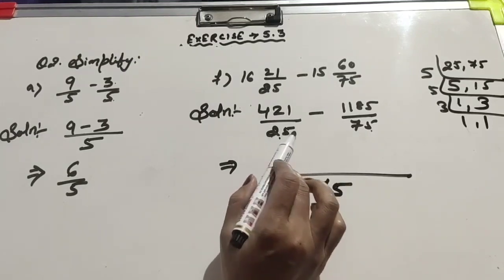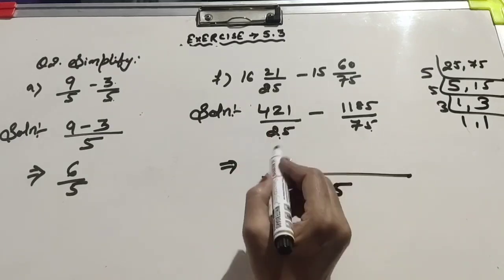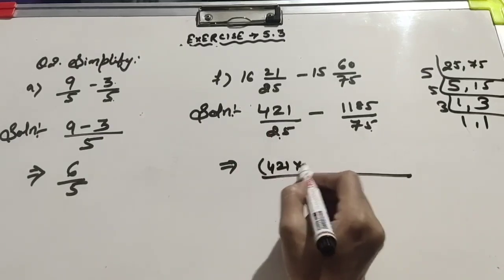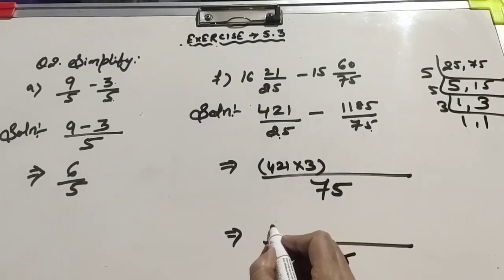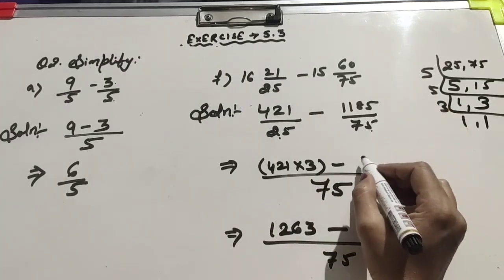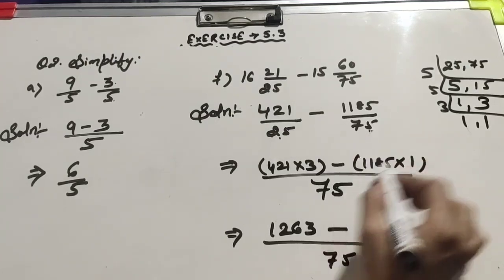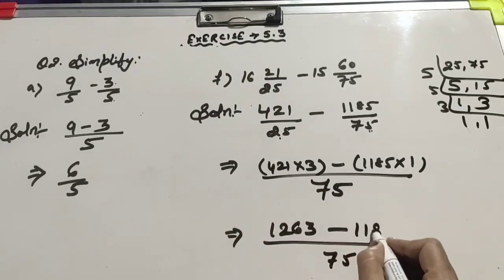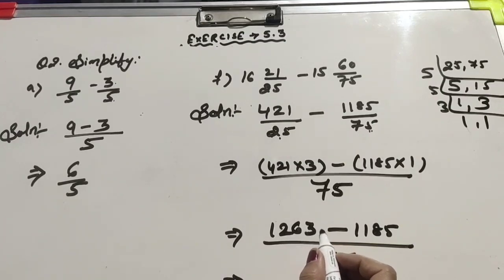Now in the 25 table, 75 will come 3 times. So that 3 will multiply with 421. 421 multiplied by 3 is 1263, subtract sign. Now 1185 multiplied by 1 time. Why? Because 75 1s is just 75. So same, 1185. Now you have to subtract these two. 1263 subtract 1185 is 78 by 75.